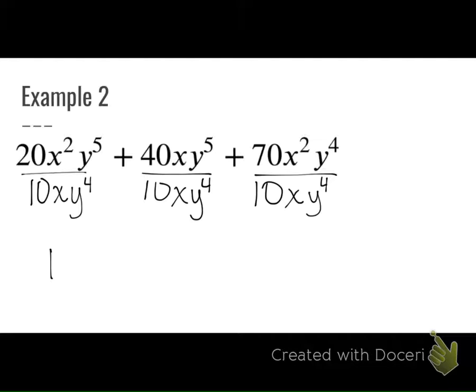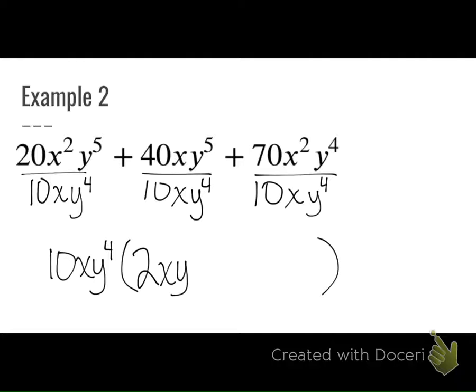The other place we write that is outside our parentheses. Inside the parentheses, we are going to put our leftovers. So 20 divided by 10 is 2. Remember, when we divide the same base, like x over x, we subtract their exponents. So 2 minus 1 gives me 1, or x to the first, or just x. We'd also get y, 5 minus 4. In the middle, 40 divided by 10 is 4.